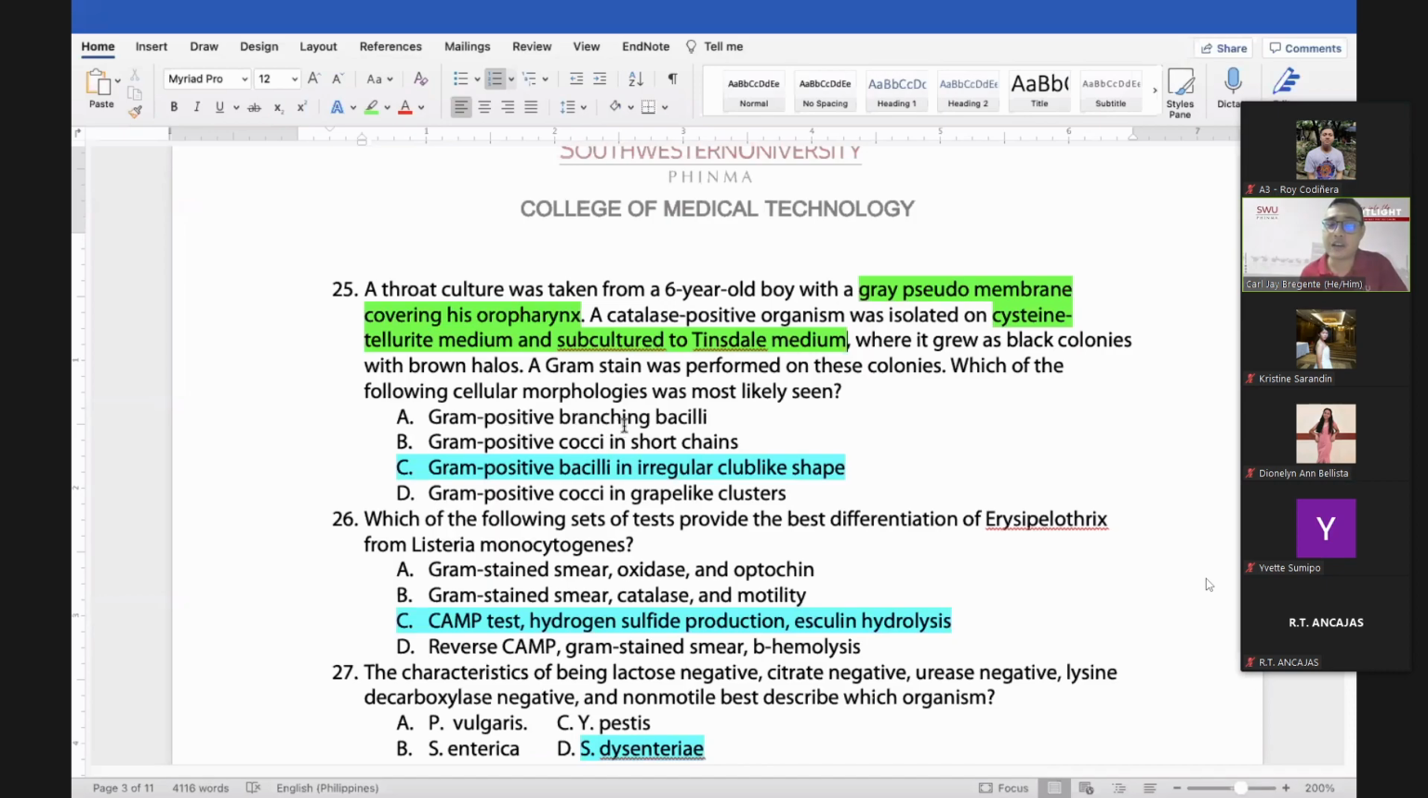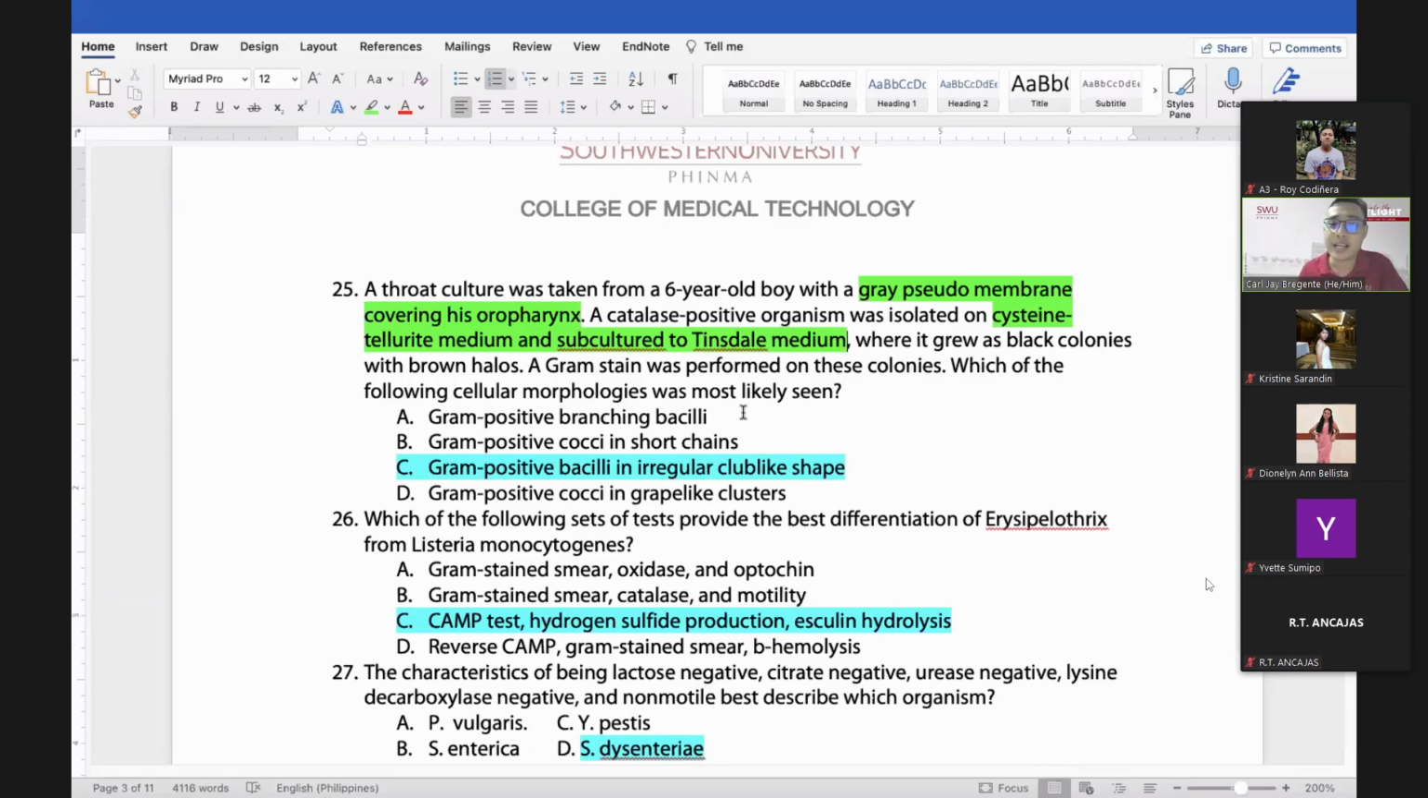So, letter A, branching bacilli, is never the correct answer because when you say branching, they are connected, many. But letter C, irregular club shape, is possible, meaning pleomorphic. They are not connected, the bacilli are separate from each other. So the best answer for this is letter C.